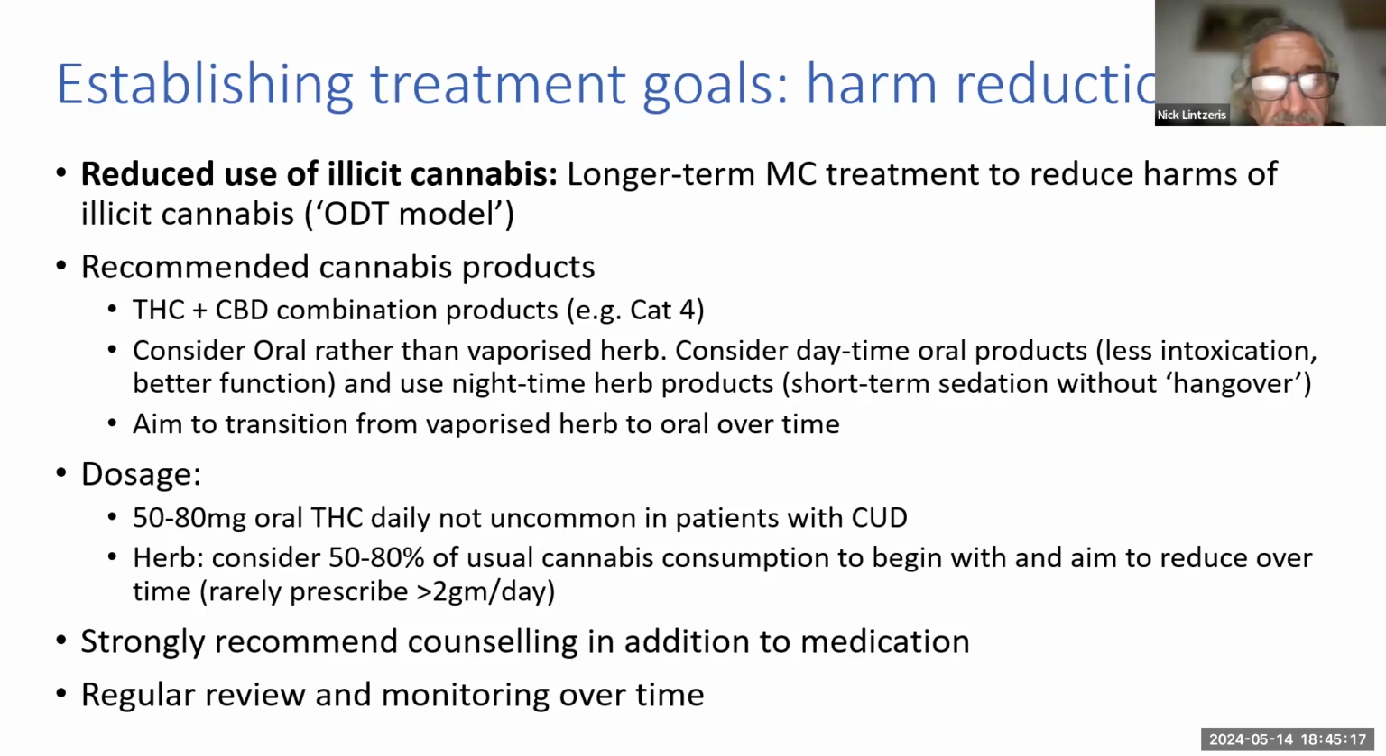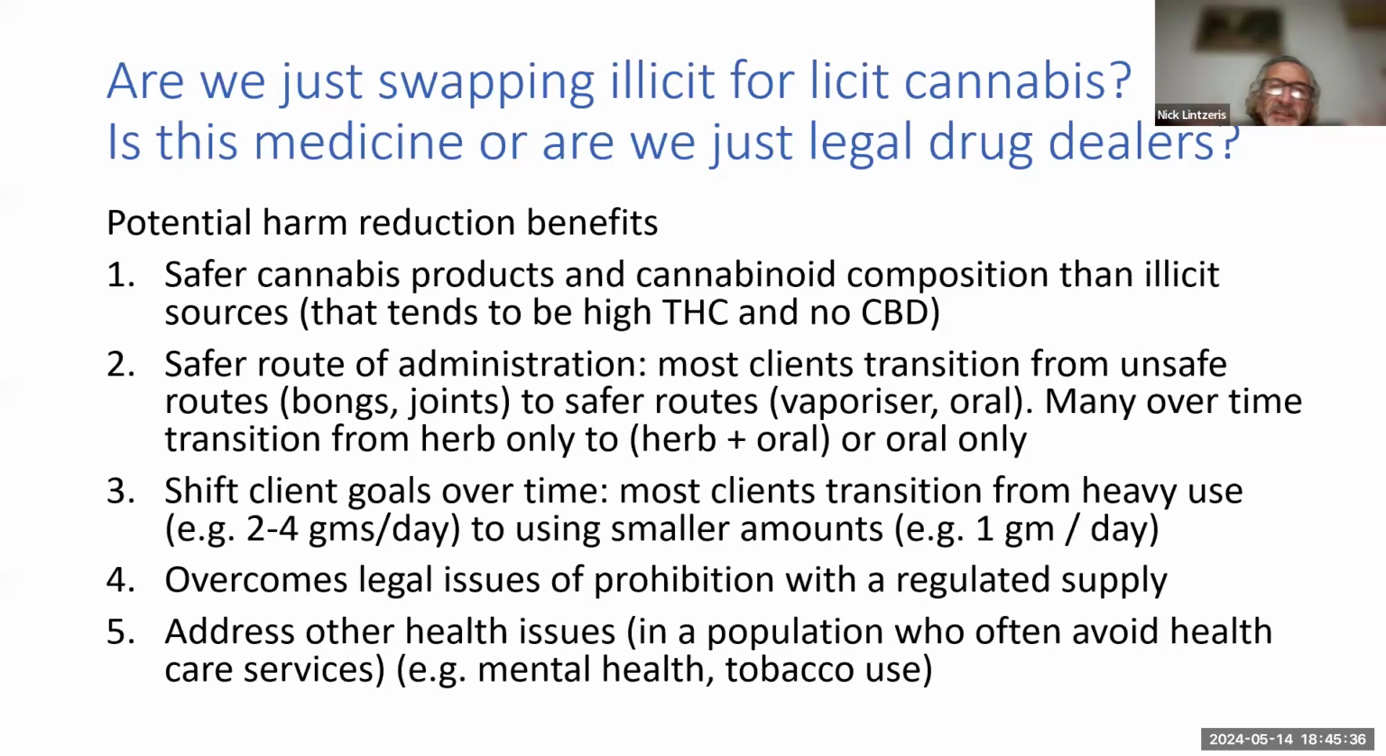Now, again, if you're going to be prescribing to patients with tolerance, you need high doses. So it's not the 10 or 20 milligrams that we use with our cannabis-naive patient population. Okay, so there's the two kinds of models, an abstinence and a harm reduction model. Now, this is causing a lot of consternation in many circles about, well, hang on, aren't you just swapping one drug for another? Illicit cannabis for licit cannabis. Is this medicine? Are you just a legal drug dealer?